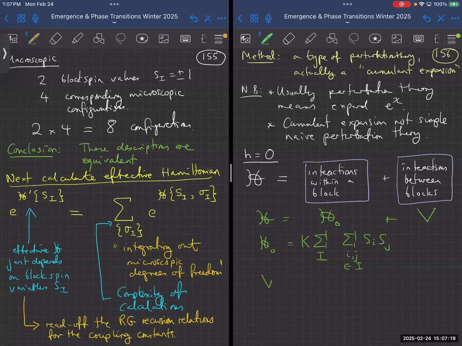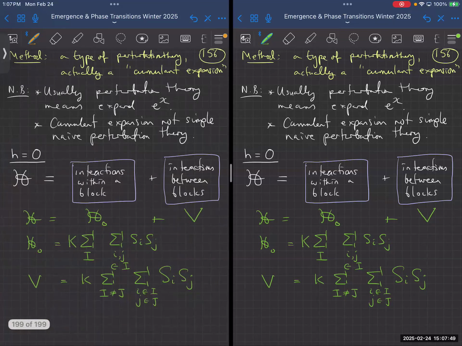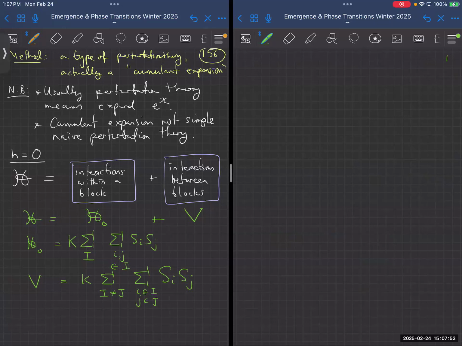Then for the interactions between blocks, that is just k, then the sum over block I and block j, which are not the same, and then I'm going to sum over all the spins in I, all the spins in j, and then si sj, like that. So that's our picture. And so let me literally draw this as a picture.